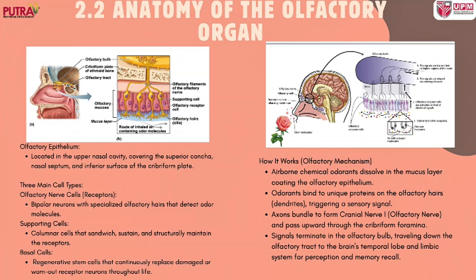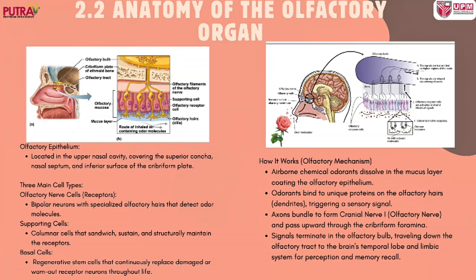The primary anatomical site for smell is the olfactory epithelium, found at the very top of the nasal cavity, just beneath the cribriform plate of the ethmoid bone. Within this epithelium, we find three critical cell types: the olfactory nerve cells, which act as receptors, supporting cells that protect and maintain these receptors, and basal cells, which function as stem cells to replace neurons continuously throughout our life. So how does it work?